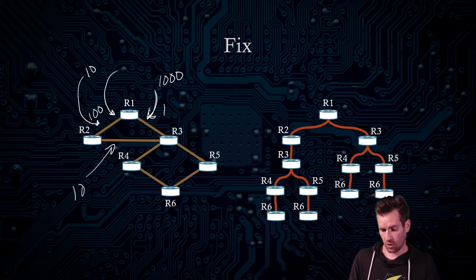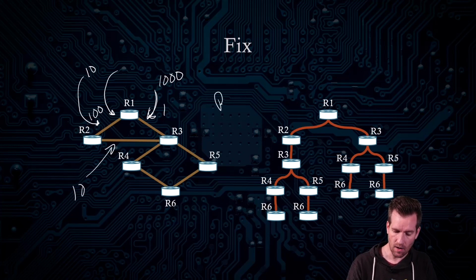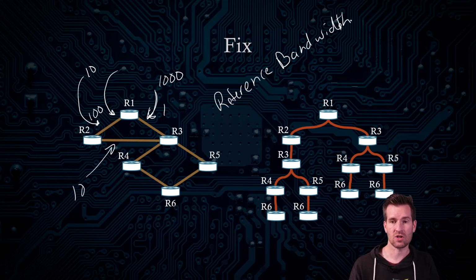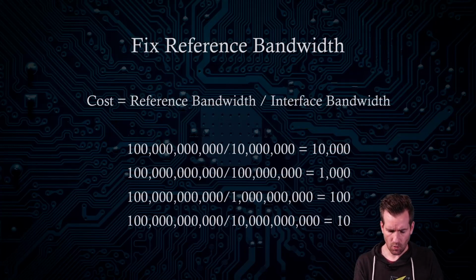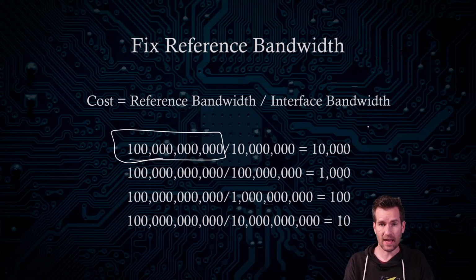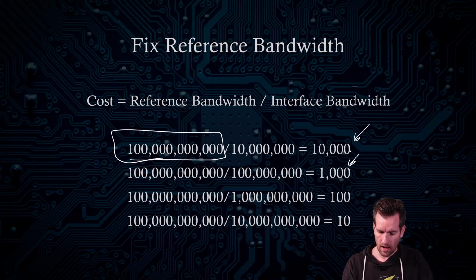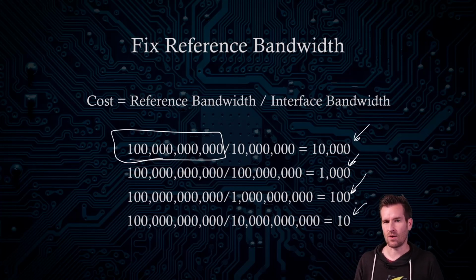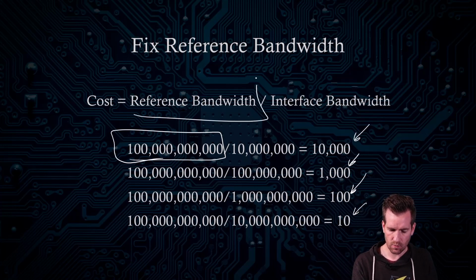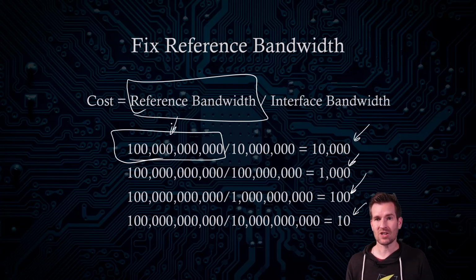What I would do in this scenario right here is change the reference bandwidth. The reference bandwidth is something that we can actually affect, and that's going to change our calculation. So how do we fix this? We just come up with a higher reference bandwidth. Once we have a higher reference bandwidth, a 10 meg connection comes out to be 10,000, a 100 meg connection turns out to be 1,000, a gigabit connection is 100, and a 10 gig is a 10. So that's what we're going to do: change this reference bandwidth to be something much higher.